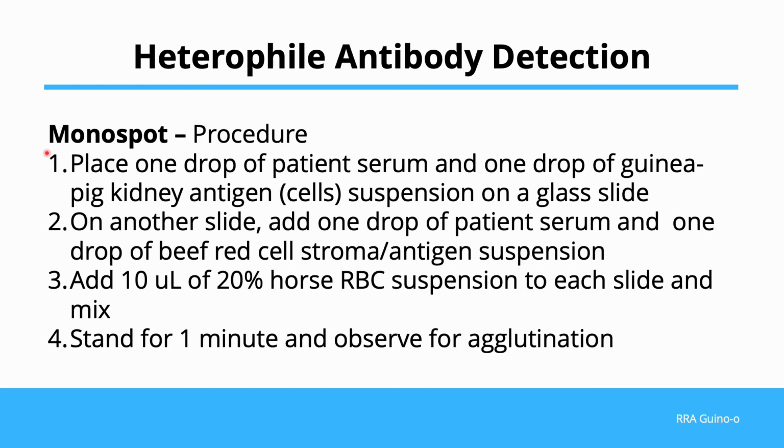For the procedure of the monospot test, first place 1 drop of patient serum and 1 drop of guinea pig kidney antigen suspension on a glass slide. On another slide, add 1 drop of the patient's serum and 1 drop of beef red blood cell antigen suspension. Then after this, add 10 microliters of 20% horse red blood cell suspension to each slide and mix, and then stand for 1 minute and observe for agglutination.